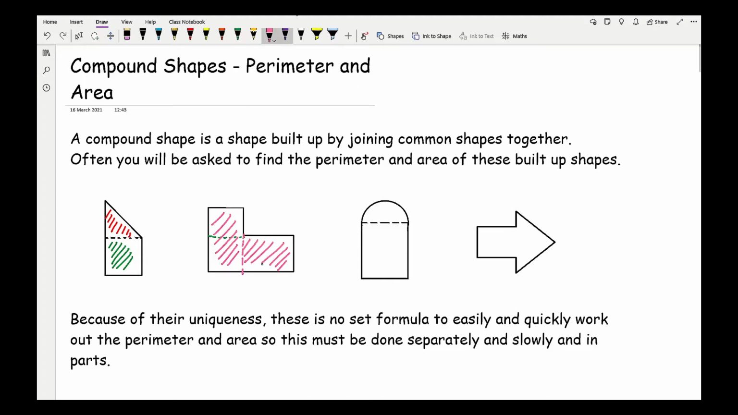Now in terms of our third shape here, we've got a semicircle, and we've got what looks to be a rectangle. And in our final shape here, we've got a triangle, and again what appears to be a rectangle.